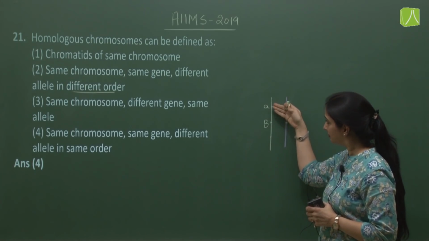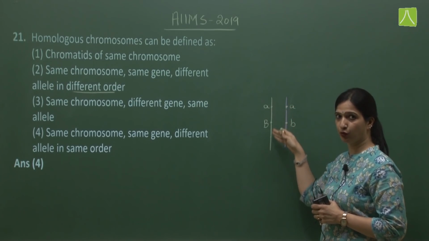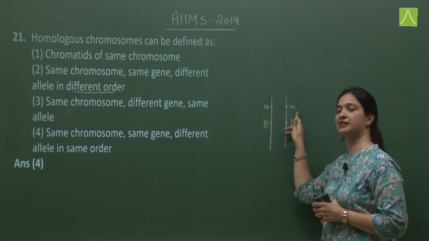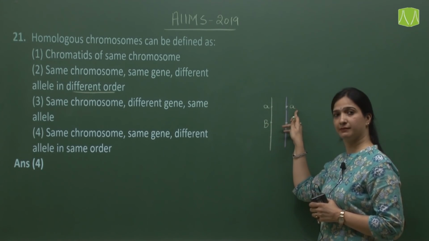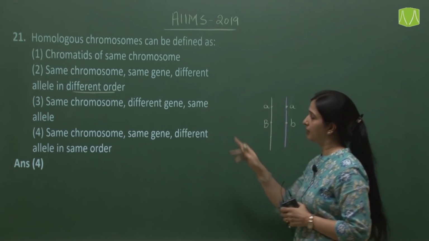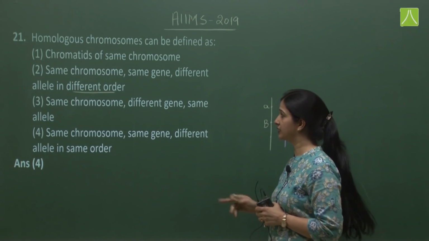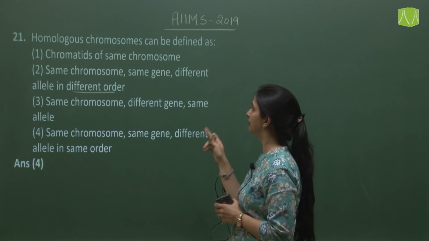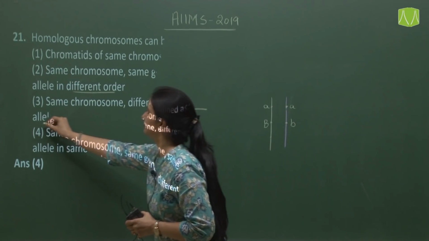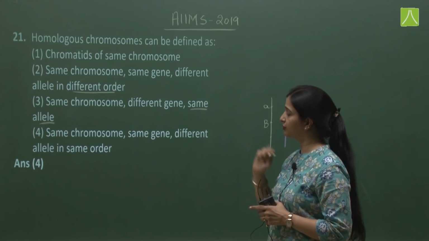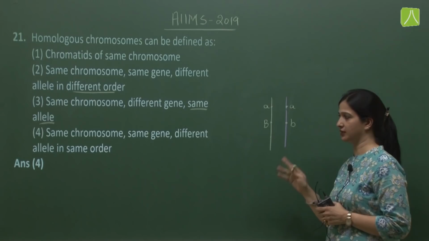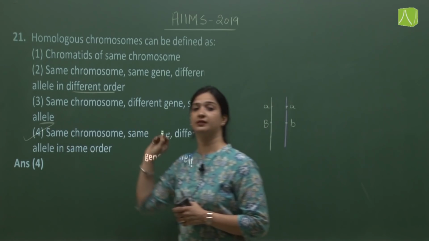If we consider the genes, the different genes will be present on the same chromosome, and on the homologous pair we may find different alleles, or similar alleles as well, but their sequence will remain the same. Okay, so here different order makes this incorrect. If you look at the third option, that is same chromosome, different gene, same allele, the concept of same allele is incorrect. If you go to the next option, that is same chromosome, same gene, different allele in the same order, this is the correct one. So here the correct answer is 4.